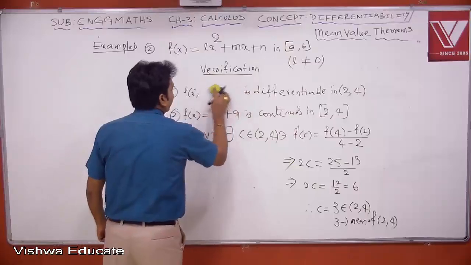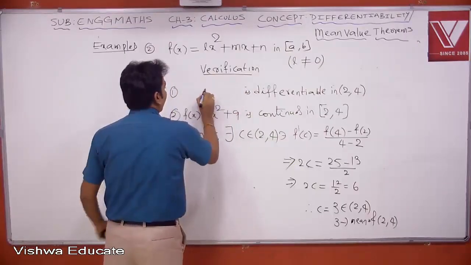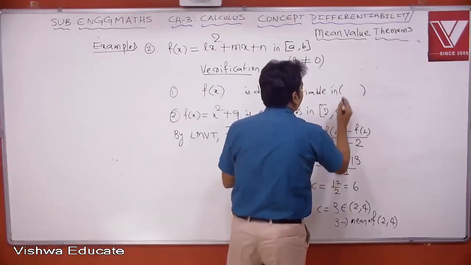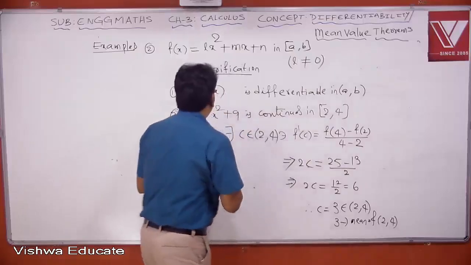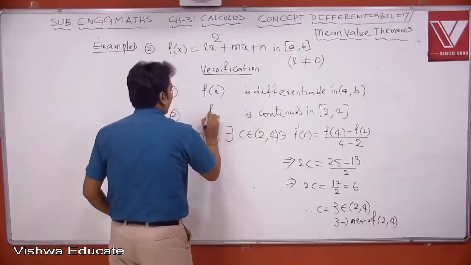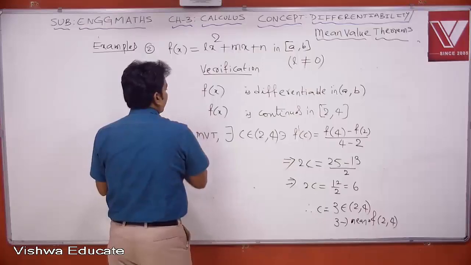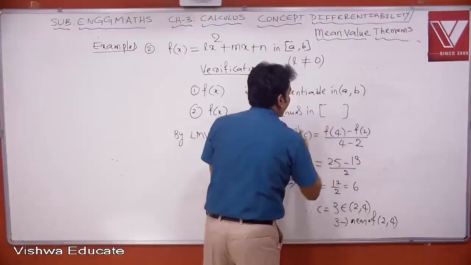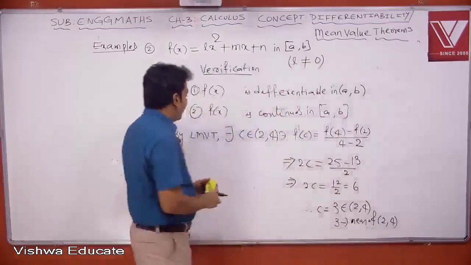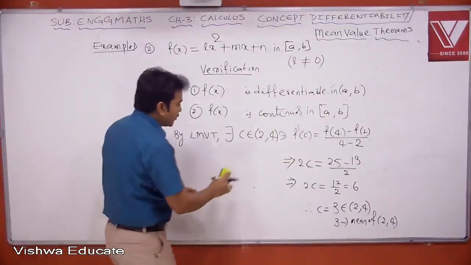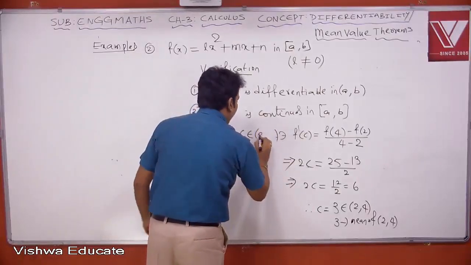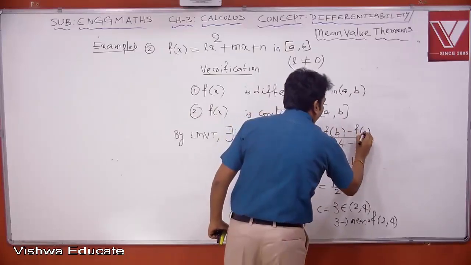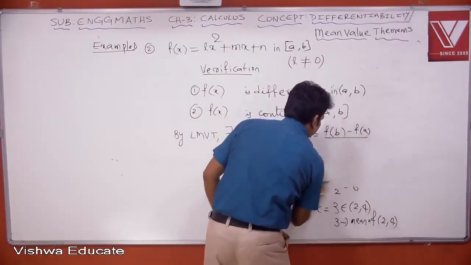So here f of x is differentiable in the open interval a comma b because all polynomials are differentiable in all open intervals, and all polynomials are continuous in all closed intervals. So f of x is differentiable in the open interval a comma b, and f of x is continuous in the closed interval a comma b. Therefore, by Lagrange's mean value theorem, there exists c belonging to the open interval a comma b such that f dash of c equal to f of b minus f of a divided by b minus a.